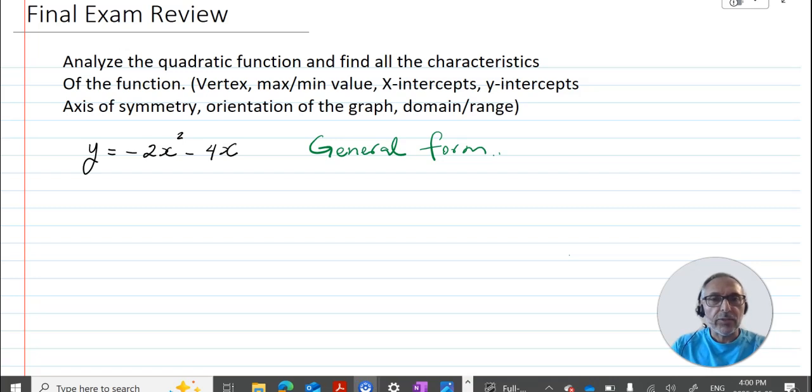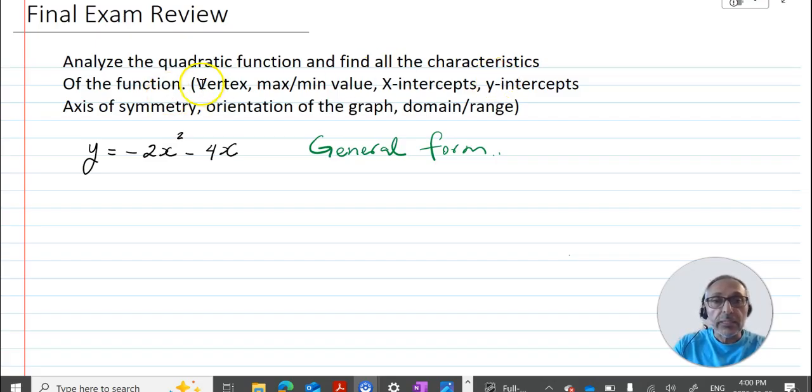So today we're going to continue with our final exam review, and this time we're going to look at the Principles of Math 11 or Pre-Calculus 11 or part of Algebra 2. But if you're in BC, the course is called Pre-Calculus 11. All right, so we're going to deal with the review of quadratic functions. And this first question is about analyzing a quadratic function and finding all the characteristics of the function.